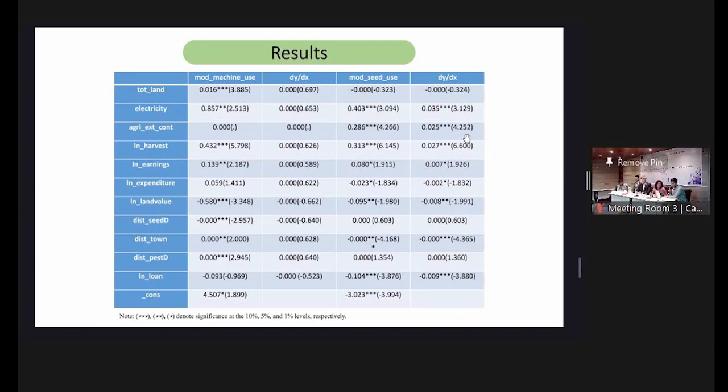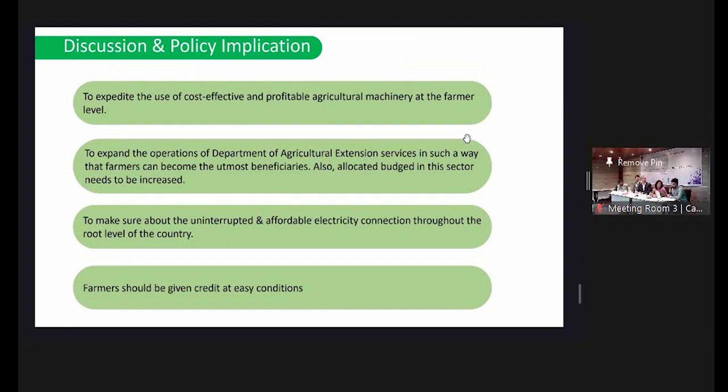And due to time shortage, I will move to the discussion part. So we suggest that the Bangladesh government provide uninterrupted and inclusive electricity connection to all regions, so that it can have a positive impact on the adoption of agricultural technology, and we can get an increase in the yield of crops.